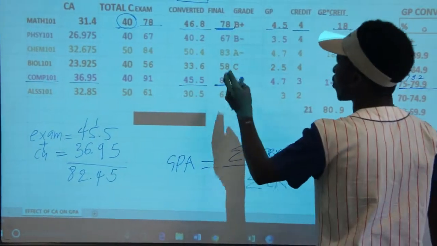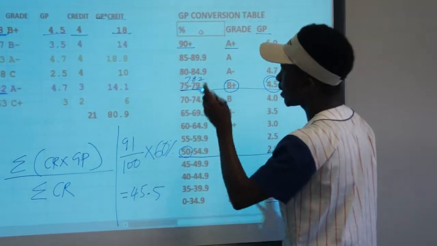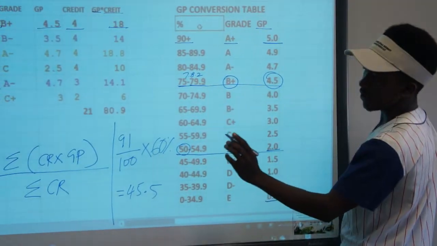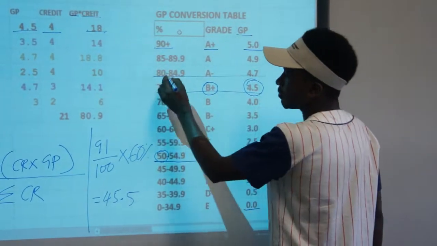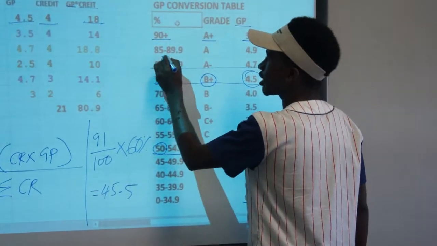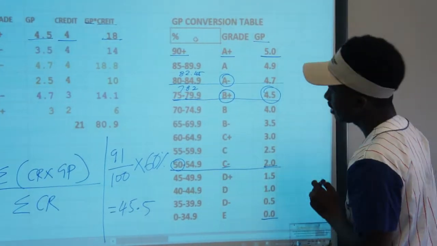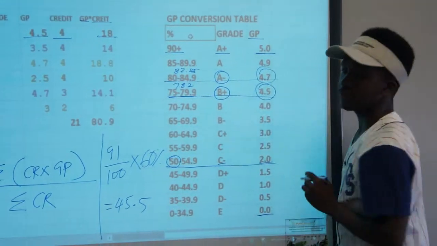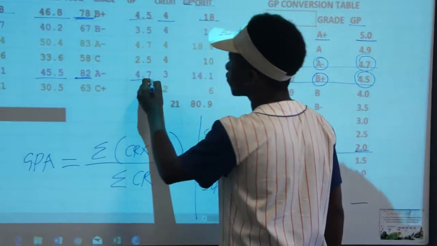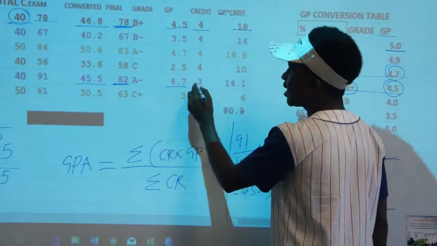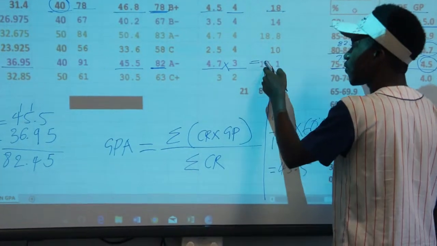So what you're going to do, you're going to take this mark and come to the GP conversion table. And 82.45 falls in this bracket. Because you see it's 82 to 84.5, that means 82.45 falls in this bracket. So your grade is A minus, and your grade point is going to be 4.7. So you take this grade point, 4.7. How many credits for Comp 101? It's 3 credits. So you're going to take this times this, and it's going to give you 14.1.